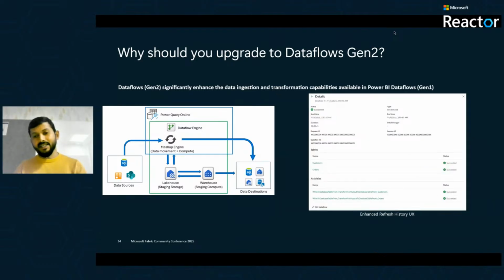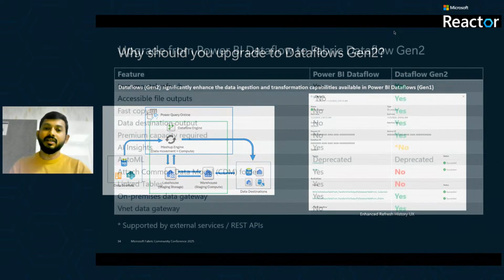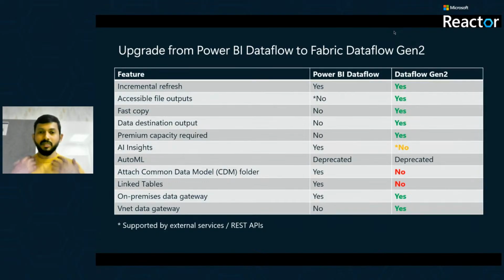What's next? Yeah, the enhanced refresh history, right? So with Dataflow Gen 2, it offers enhanced refresh history experience, more intuitive and detailed user interface, which provides clearer insights into the refresh status, duration, error messages, makes it easier to monitor and troubleshoot Dataflow runs. So all of these features are bundled in Dataflow Gen 2. So please move to Dataflow Gen 2, right?